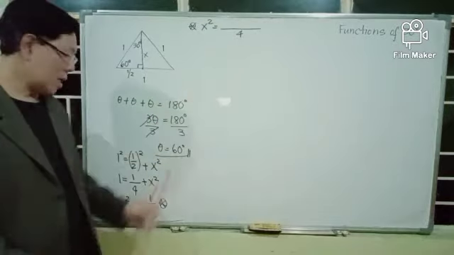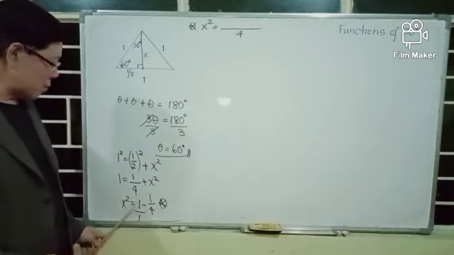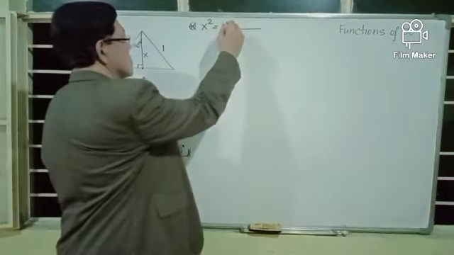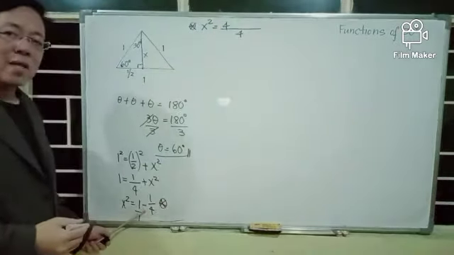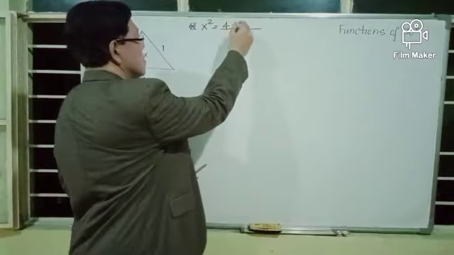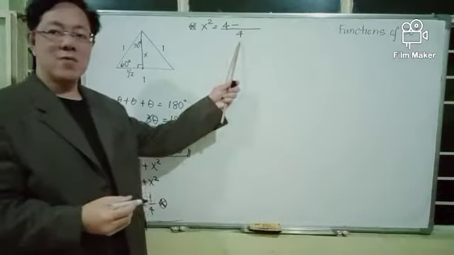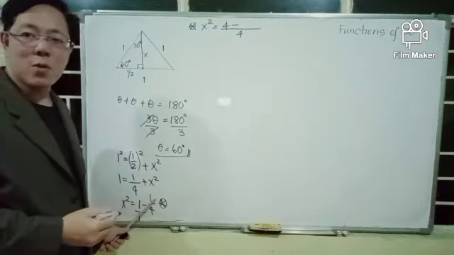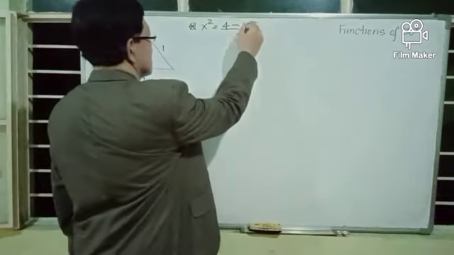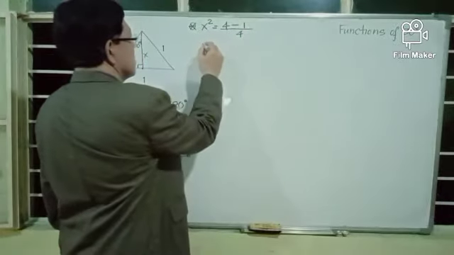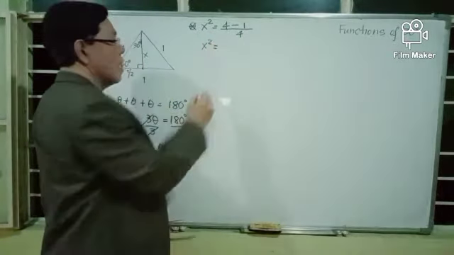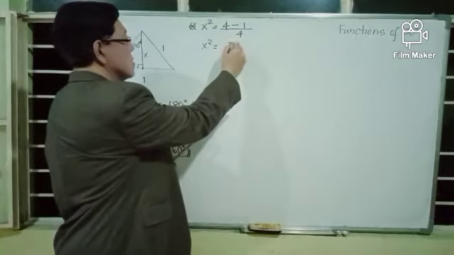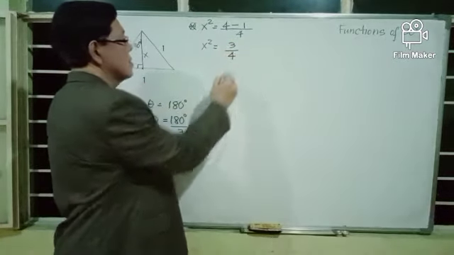4 divided by 1 is 4, multiplied by 1 is 4. Minus, LCD 4 divided by 4 is 1, multiplied by the numerator 1 is 1. x squared now is equal to 4 minus 1 is 3, divided by 4.